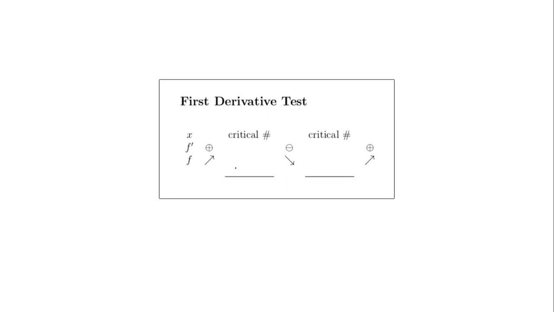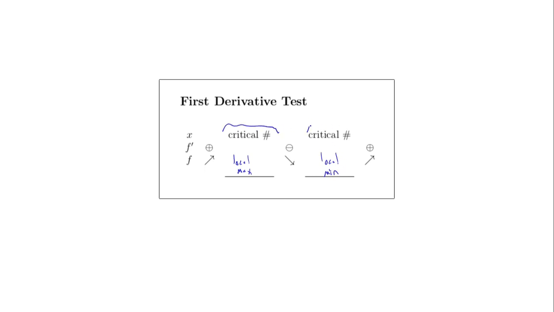This is what it looks like on that handout that we gave. The first derivative test, if you've got a function that's increasing and then decreasing, there's a local max here. I should probably do it like this. There we go. And similarly, if you go from decreasing to increasing, your first derivative goes from negative to positive, then there's a local minimum.